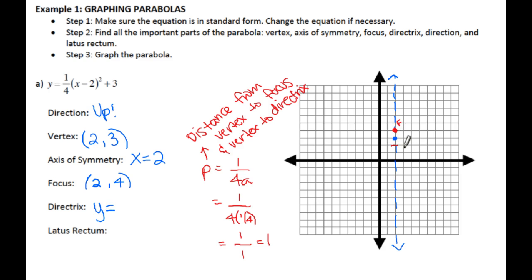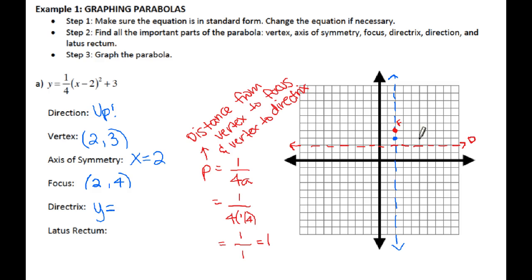Now notice I didn't plot a point because your directrix is not a point, it's an actual line. So I'm doing a horizontal dashed line 1 unit below my vertex because again that was p. P was 1 unit. So here's my directrix.